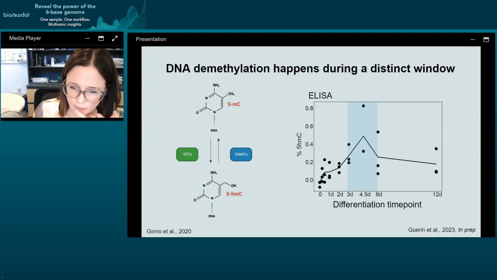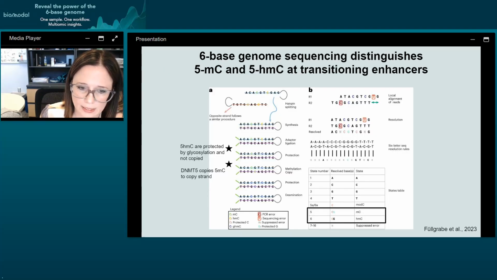So we were kind of surprised to see that we could observe this one peak of 5-hydroxymethylcytosine. And so this sort of led us to this problem that we could observe 5-HMC globally, but we didn't know where this was actually happening. So what regions of the genome actually have HMC. And so this is why we turned to doing 6-base sequencing.